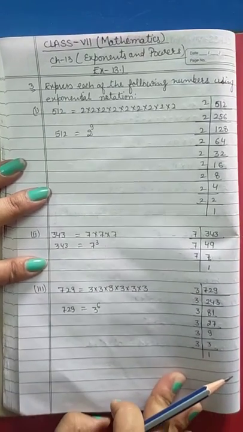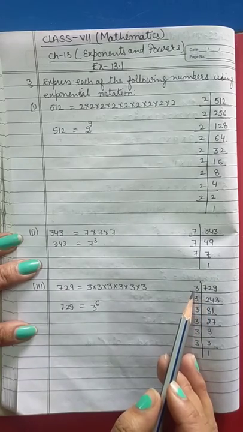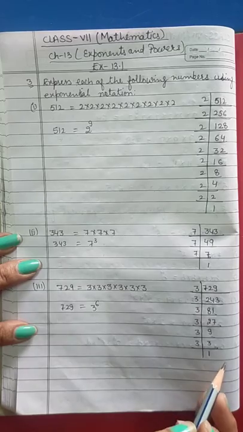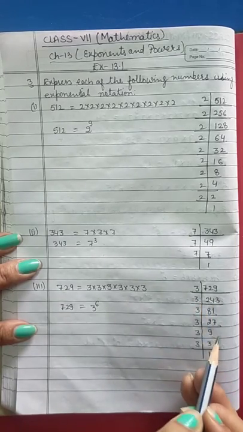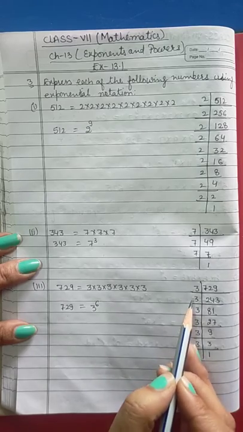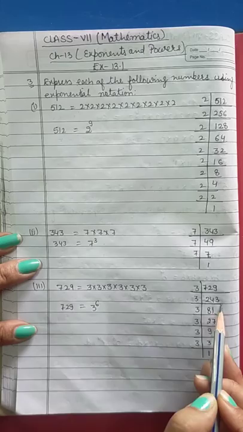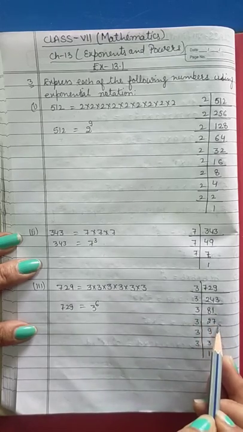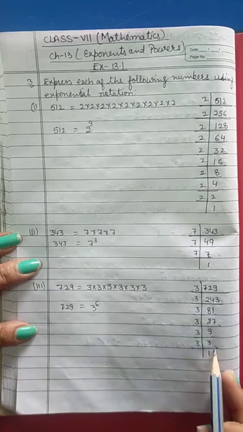Then see the next part, we have 729. Again we'll divide 729 by prime factors. With the help of this prime factorization method, you can see 729 is divisible by 3. On dividing by 3's table, 729 divided by 3 we got 243. Then again divide by 3 we got 81. Again divide by 3 we got 27. Again divide by 3 we got 9. Then again divide by 3 we got 3.